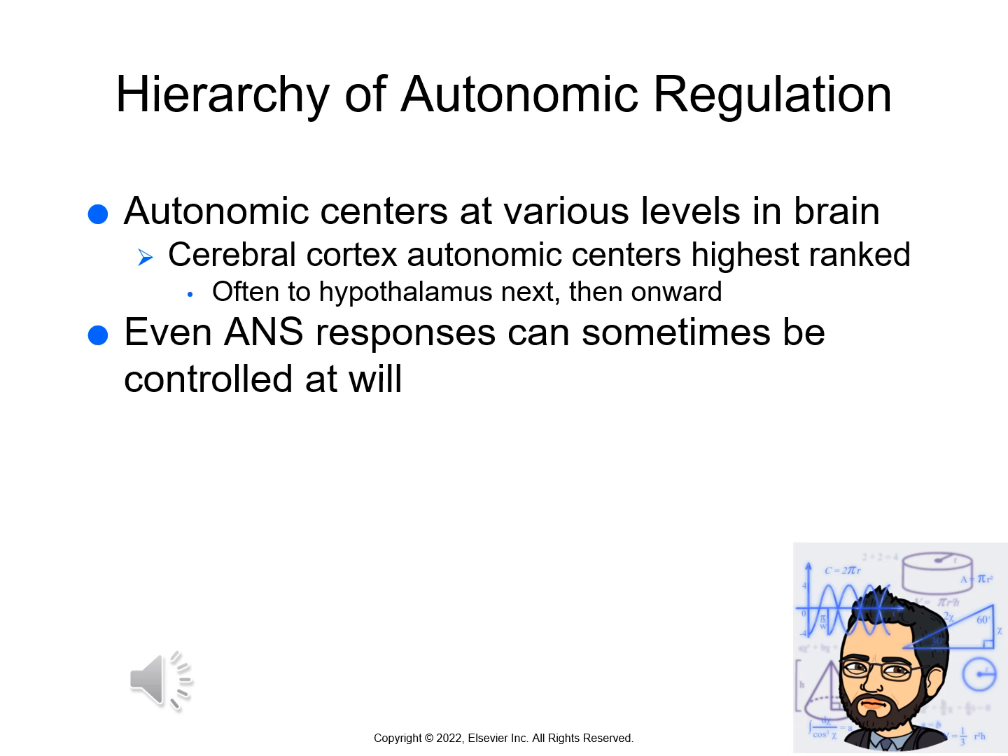So the cerebral cortex has the highest ranked autonomic centers, which direct signals to the hypothalamus. Then that relays them to other regions. The autonomic responses are typically involuntary. They can sometimes be controlled at will, like swallowing or breathing or heart rate through deep exercise, but they're not dependent on voluntary control. They shouldn't be.